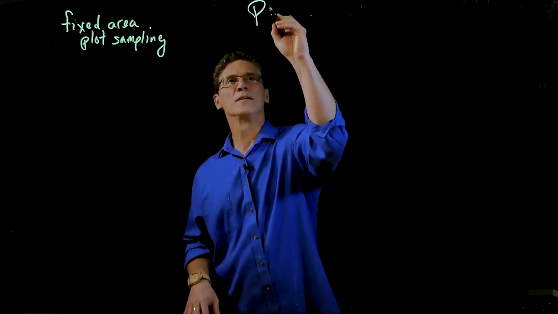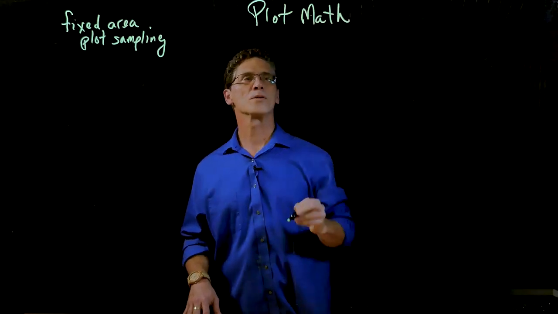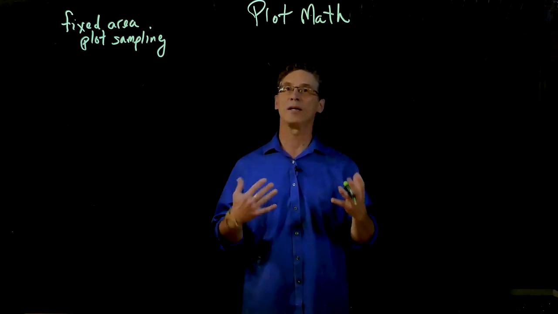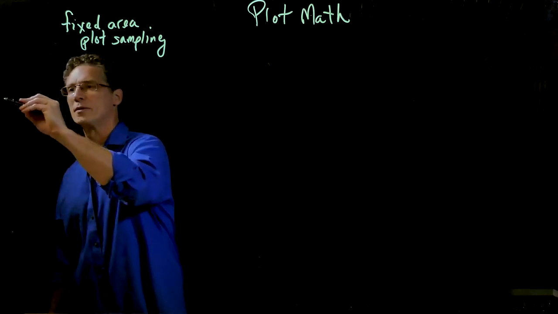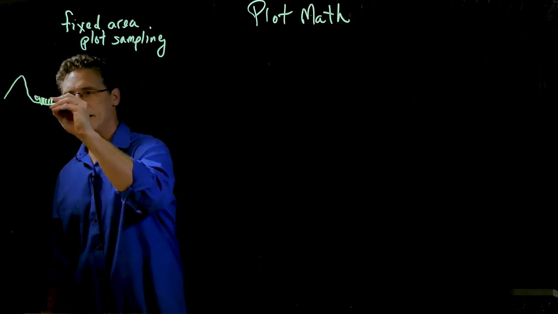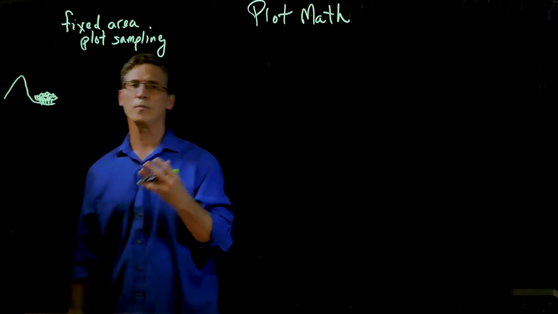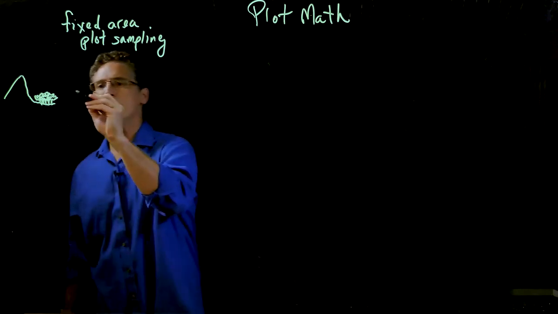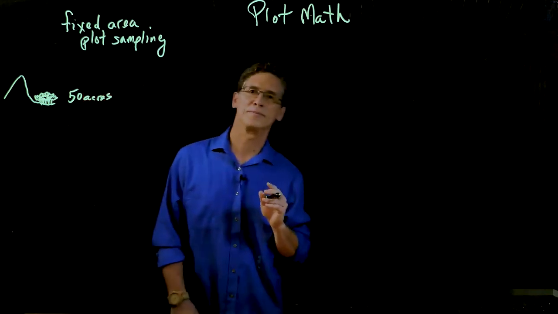Collectively, I like to call this plot math. This is the math that enables us to transform the underlying data into useful numbers. So let's start with a forest. Let's say we have a mountain and a valley. And down in that valley, there's a forest that we own or we're managing for somebody. Let's say that it's 50 acres in size.